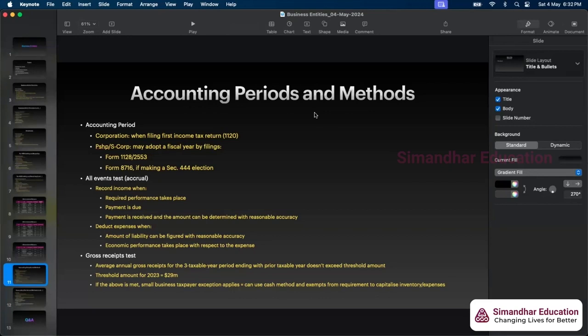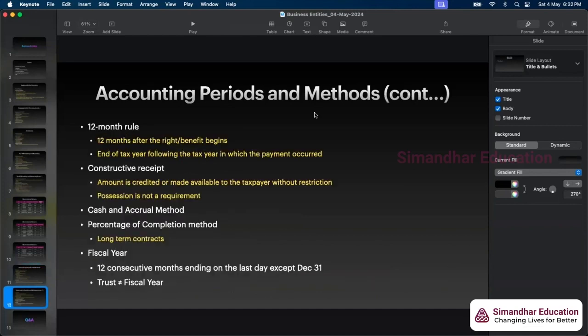So that is what economic performance states: the IRS will not allow you to recognize an expense in January if the completion was in March, right? And if it is for a very long term, beyond the tax year, if January 1st to December 31st was your tax year, then the percentage of completion method comes into the picture for long-term contracts. Right. Yeah. Got it. Thank you.